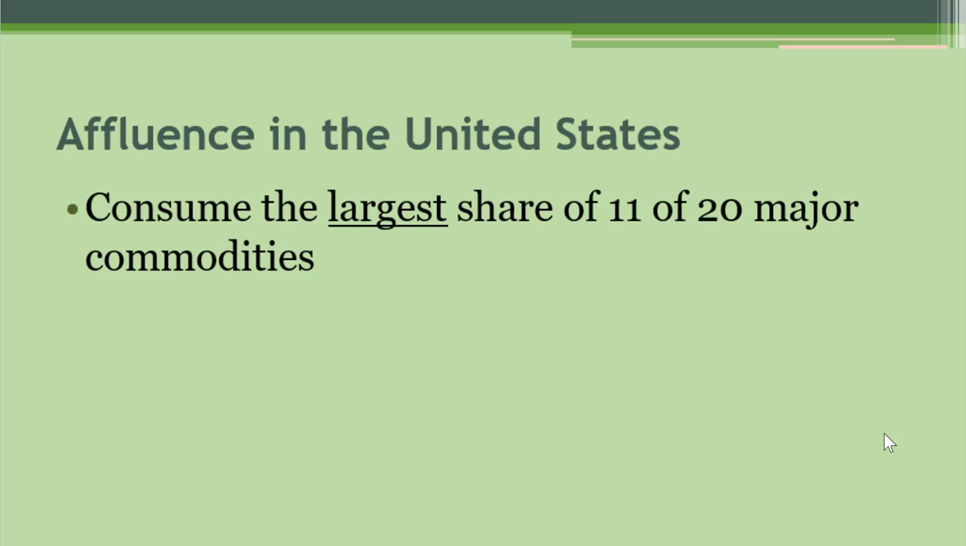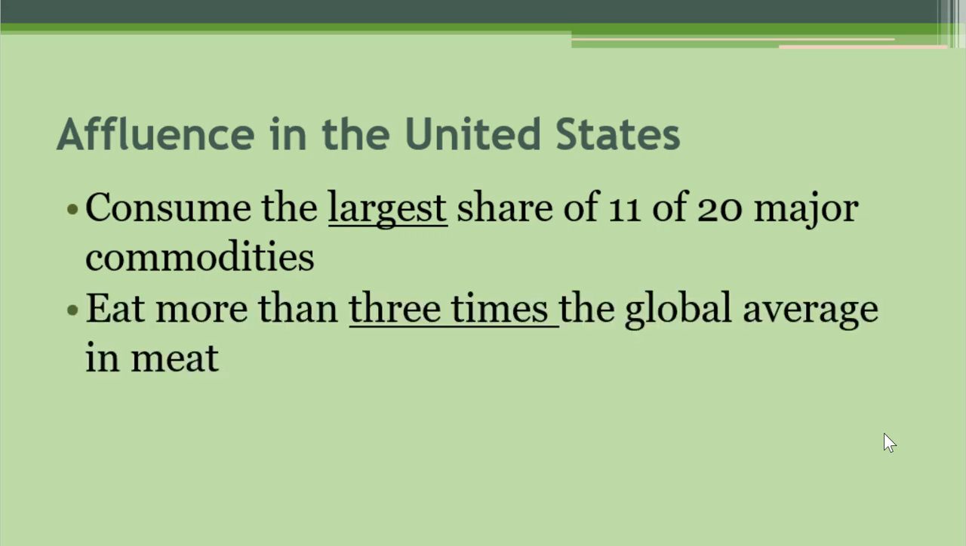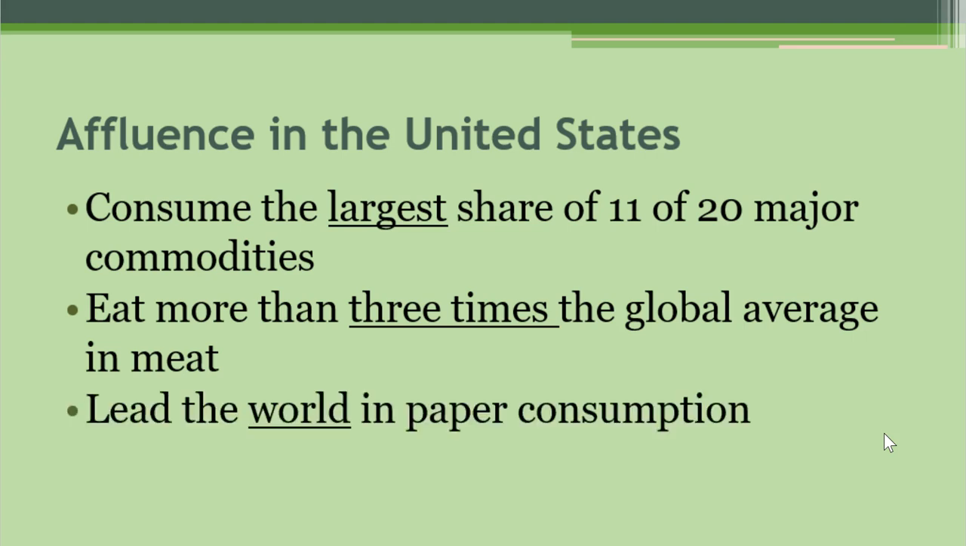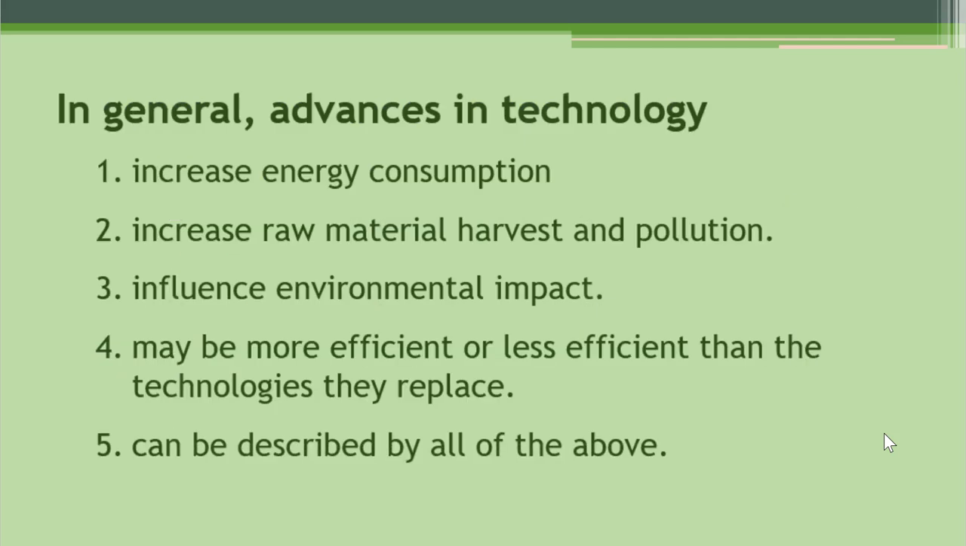So affluence in the United States, we consume lots of things, right? We consume the largest share of the majorly traded commodities. We eat more than 3 times the global average of meat, although that number's going down. Lots more people around the world are eating meat, and so this number's not entirely accurate anymore. I will get you the new number. We also, interestingly enough, lead the world in paper consumption. Even though we're all technologically advanced, we still use so much paper. Again, these are all things we'll talk about more later on.